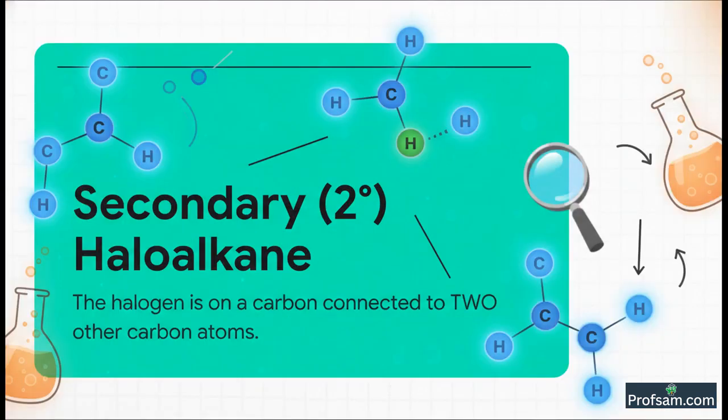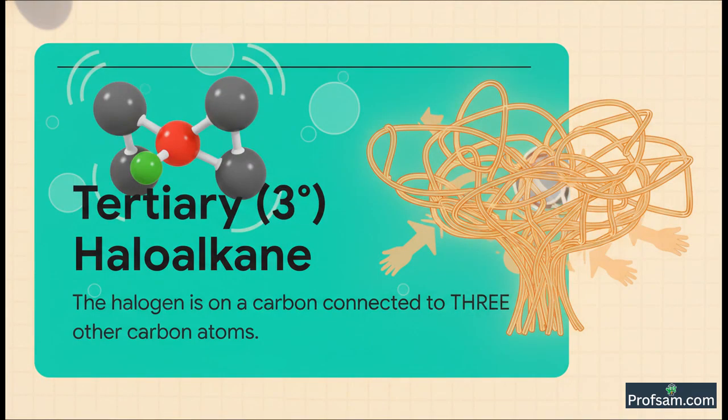Next is the secondary or 2 degree haloalkane. In this case, the halogen is bonded to a carbon atom that is connected to 2 other carbons. This carbon is usually found somewhere in the middle of a carbon chain, so it's a bit more crowded. And finally, we have the tertiary or 3 degree haloalkane. Here, the halogen is on a carbon that is bonded to 3 other carbons. So this carbon is at a branching point, making it very crowded. In chemistry, we have a term for this. We call it sterically hindered, which is just a fancy way of saying it is physically blocked by other atoms.